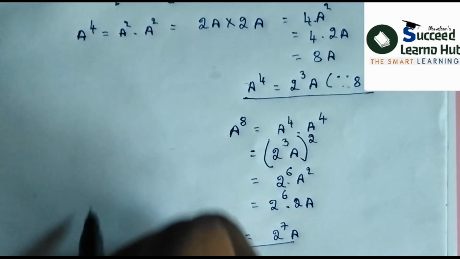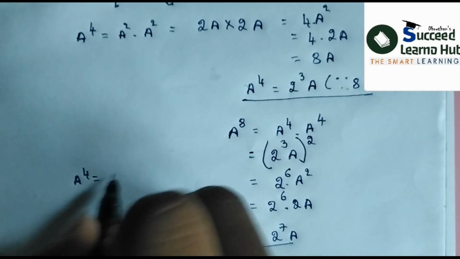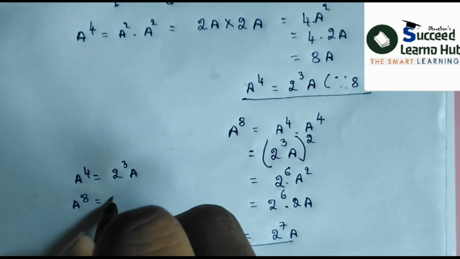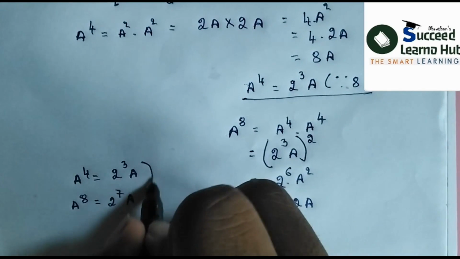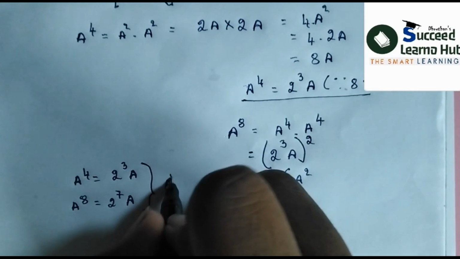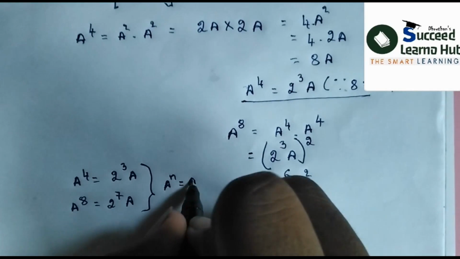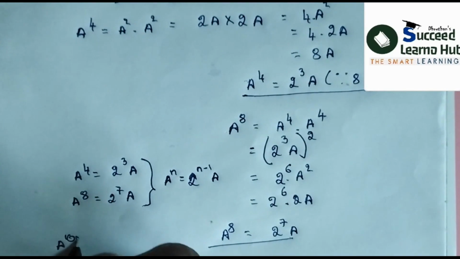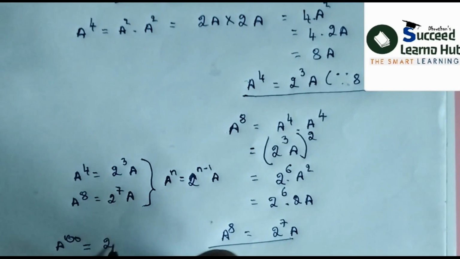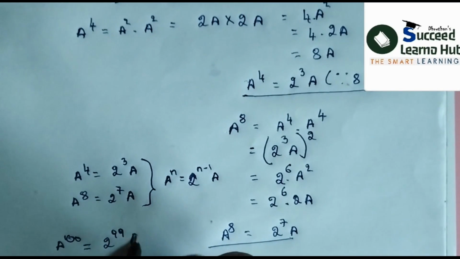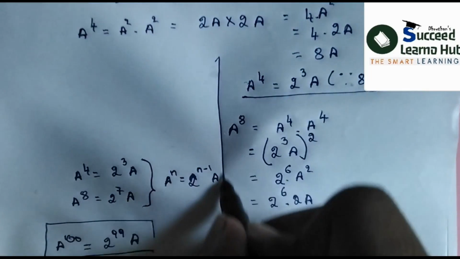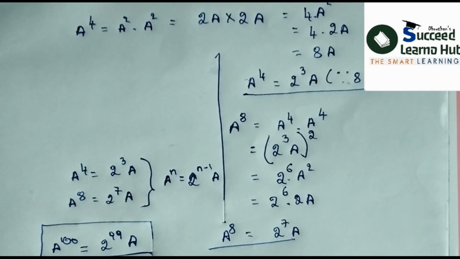On comparing these two results, A to the power of 4 is equal to 2 power 3 A, and A to the power of 8 is equal to 2 to the power of 7 A. In this we are finding a similarity: A power n is equal to 2 power (n minus 1) into A. Now, A to the power of 100 is equal to 2 to the power of 99 into A. This is the final result which we needed to find. Hope you are clear with the solution.